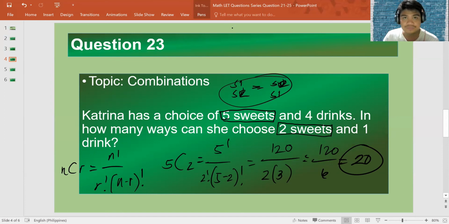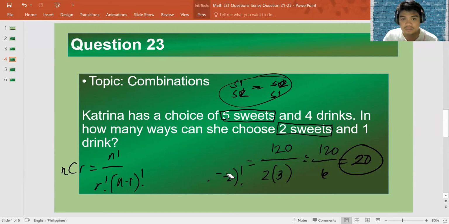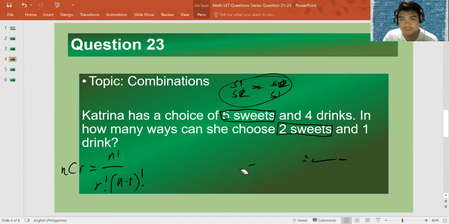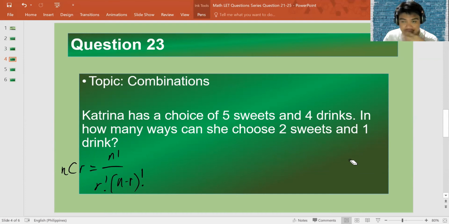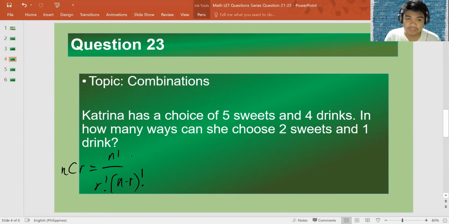So next, let us decide how many ways she can choose the drink. We have 4 drinks, 4 combination 1. So how many ways can Katrina choose one drink out of 4? So you have 4 factorial over 1 factorial.